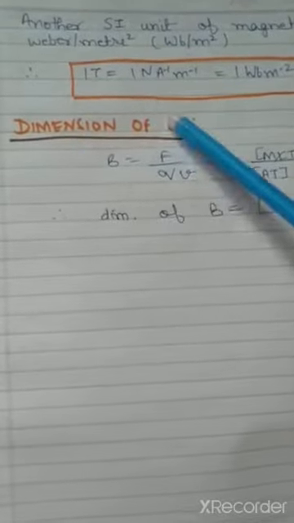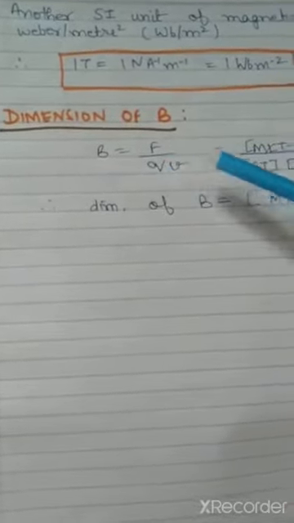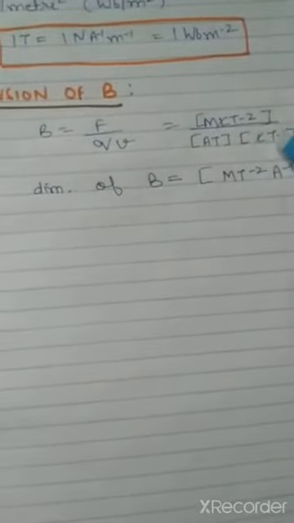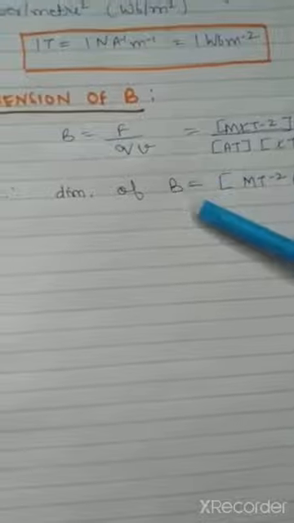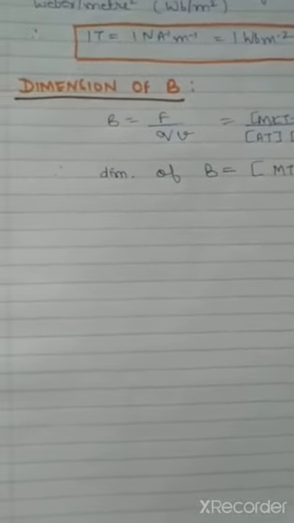What about the dimension? The dimension will be found from B is equal to F by QV. F is MLT minus 2, Q is AT, V is LT minus 1. So the dimension of B will become equal to MT minus 2 A minus 1. Clear?